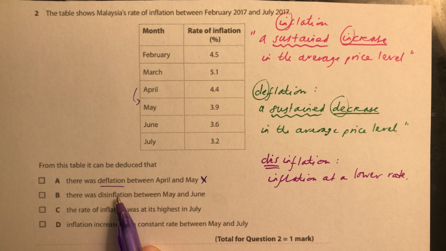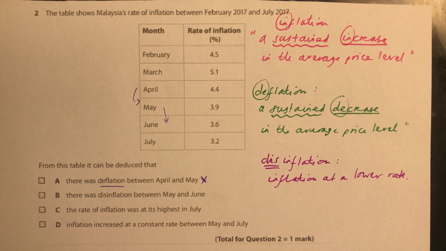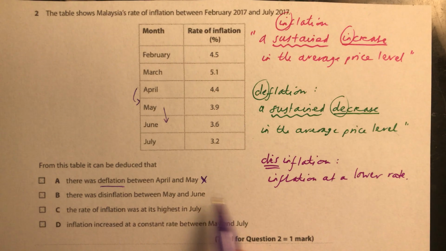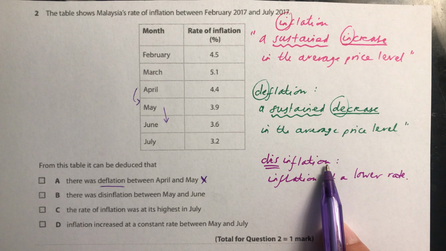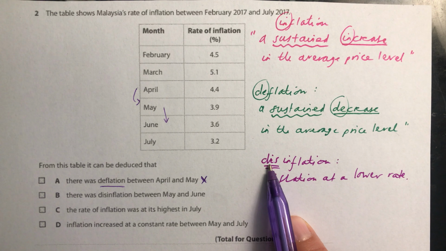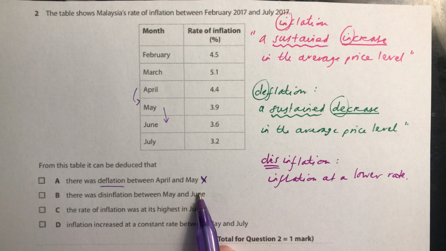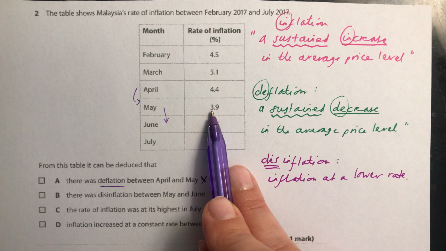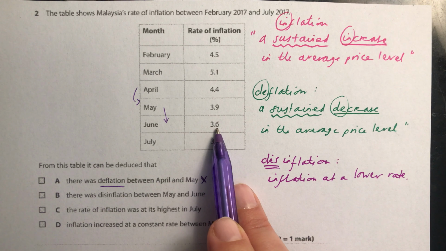The next one. There was disinflation between May and June. Now, disinflation is something else altogether. This is where you still have inflation, but you put dis in front of it. So it means you have inflation, but at a lower rate. Between May and June, here we had inflation of 3.9%, and then we had inflation in June of 3.6%. This is a lower number, so we have got disinflation.